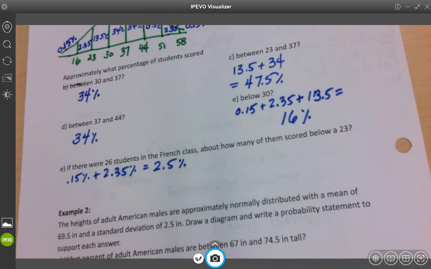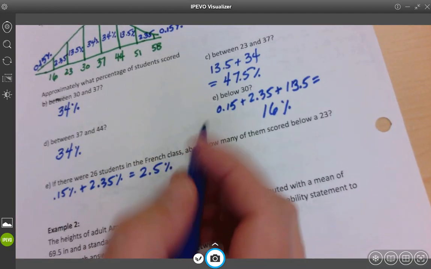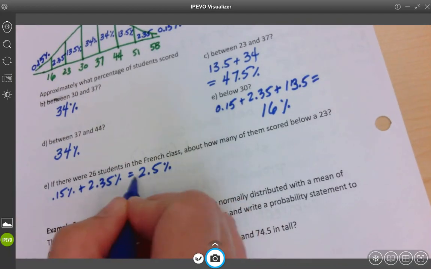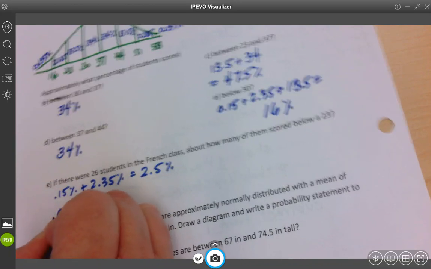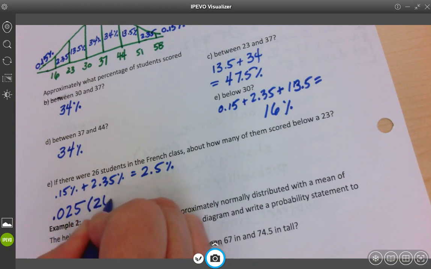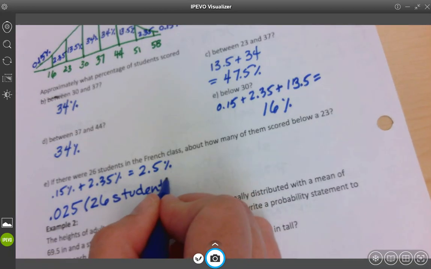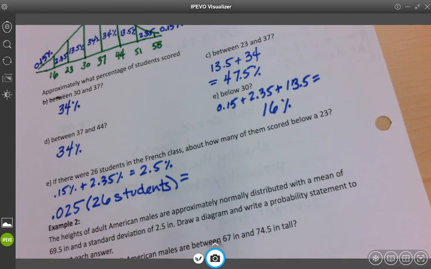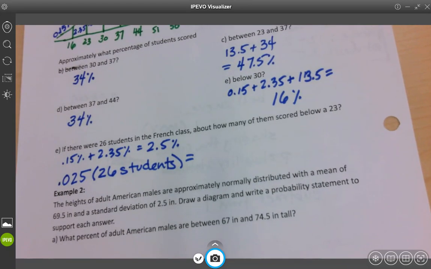So what's 2.5% as a decimal? 0.025. Good. So you can divide it by 100 if you didn't know that to get your 0.025, but this is how you do it. You do 0.025, that's the decimal for 2.5%, times 26 students. Now we're going to get a decimal, and we can't have a decimal student, so we're going to have to round it as our nearest estimate.